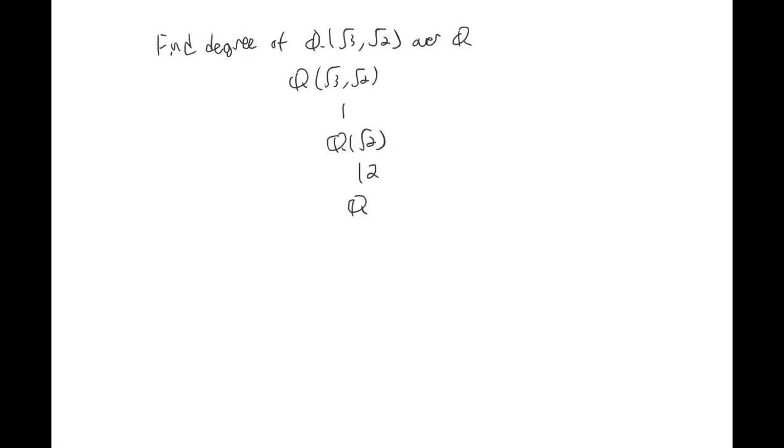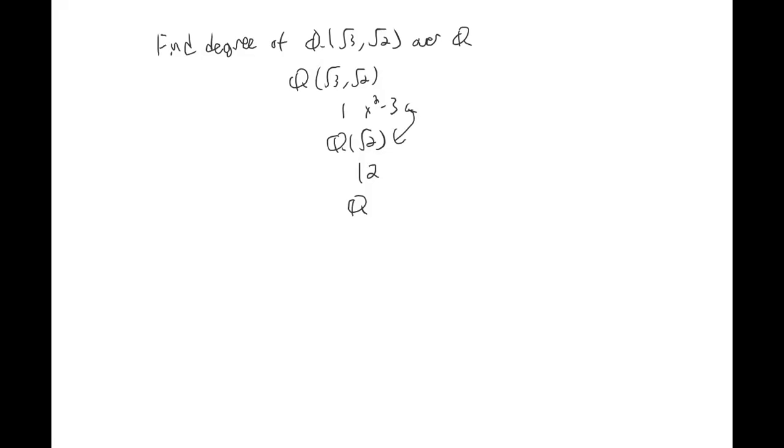And here I'm adjoining root 3. I know root 3 is a root of x squared minus 3. Agree? Now, we know this is irreducible over Q, but it's possible that it's reducible over the bigger field, over Q adjoining root 2.